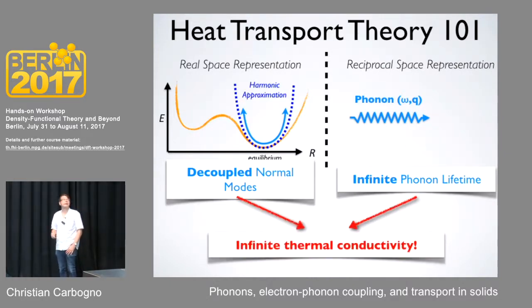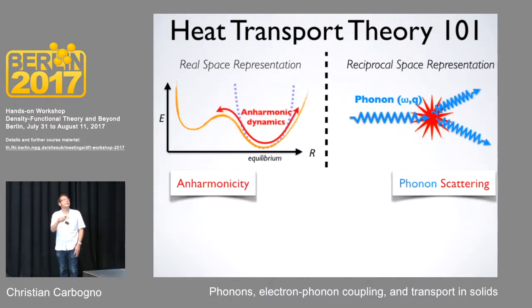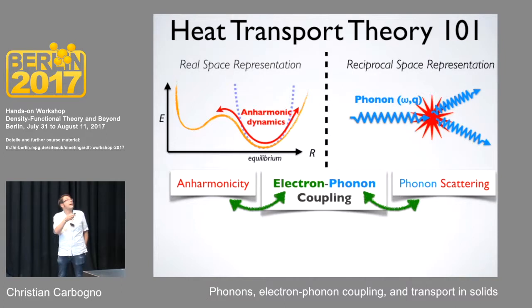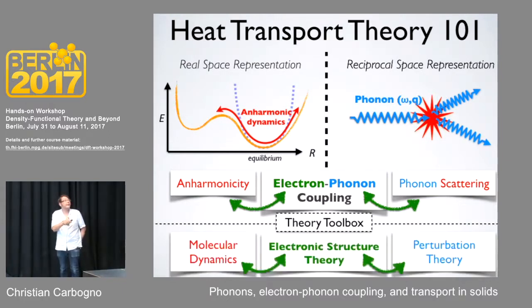Only if you account for anharmonic effects do you start getting phonon scattering. So then, at some point, the lifetime of your phonon gets limited. And again, to account for that, you need electron-phonon coupling that describes how this potential energy surface changes as a function of your displacement, and that introduces phonon scattering. And the formal tools to do that are again molecular dynamics and perturbation theory, and I will show you how we will connect the two.